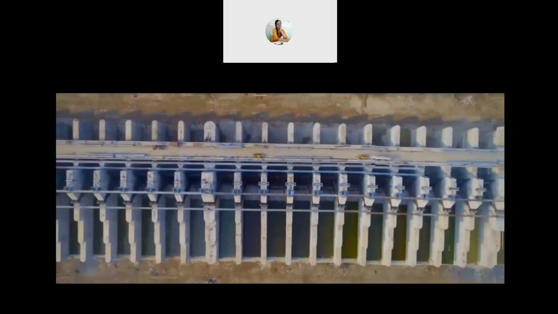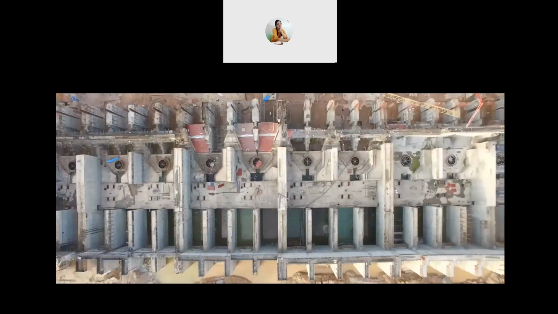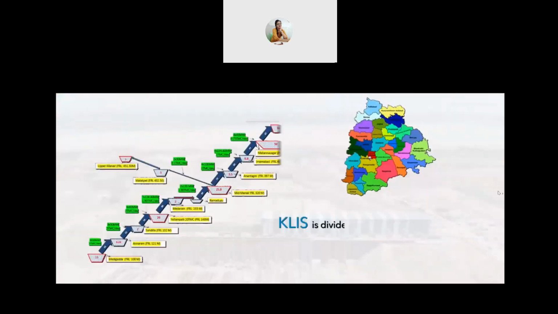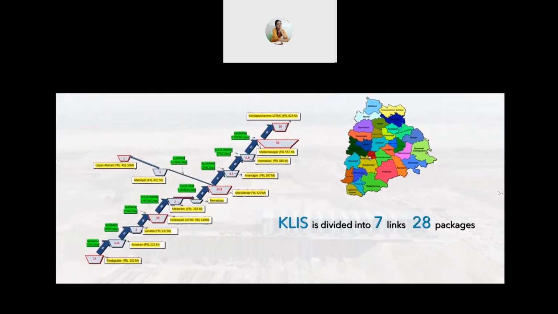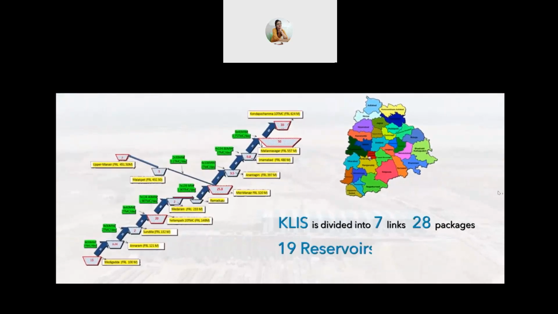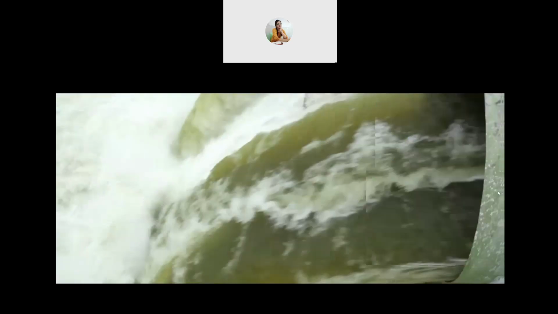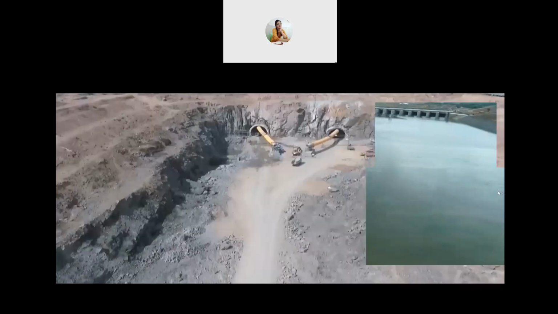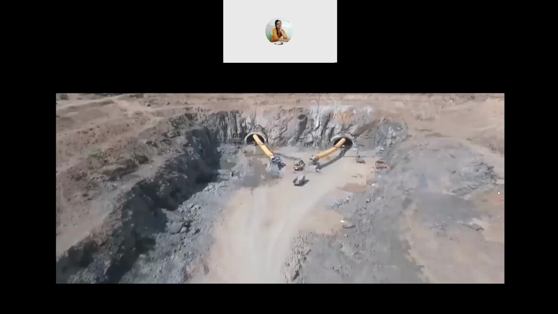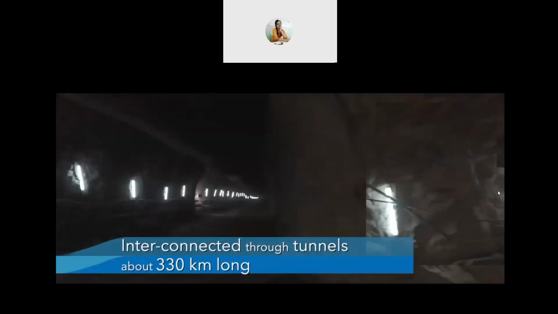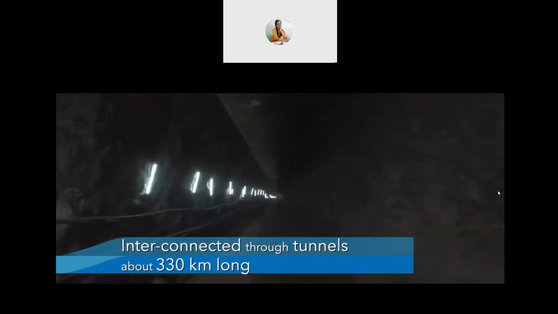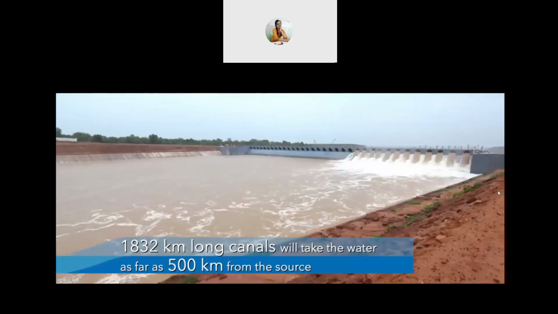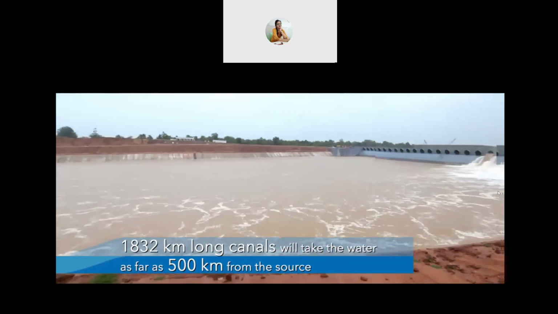KLIS is the first of its kind and the largest lift-based irrigation project in the world. KLIS is divided into 7 links and 28 packages to dig up 19 reservoirs in 13 districts, which can hold 141 TMC of water. These reservoirs are interconnected through tunnels about 330 kilometers long. The 1,832-kilometer long canals will take the water as far as 500 kilometers from the source.